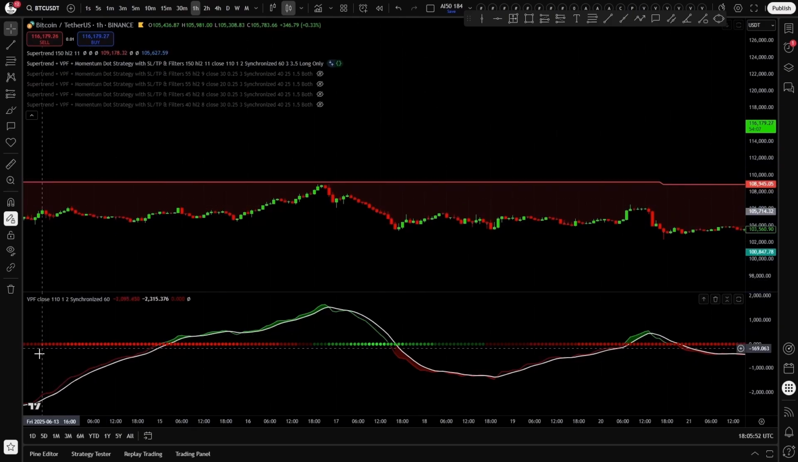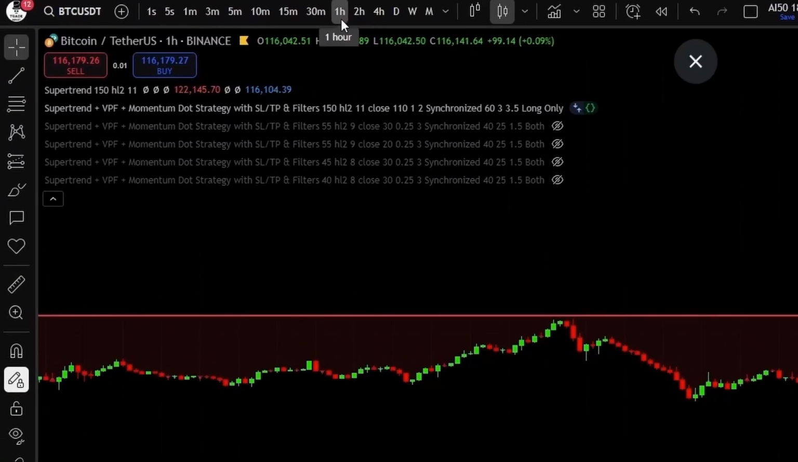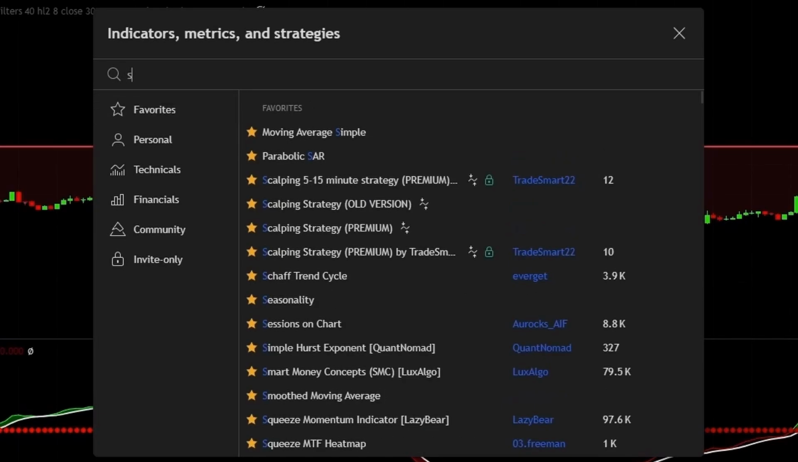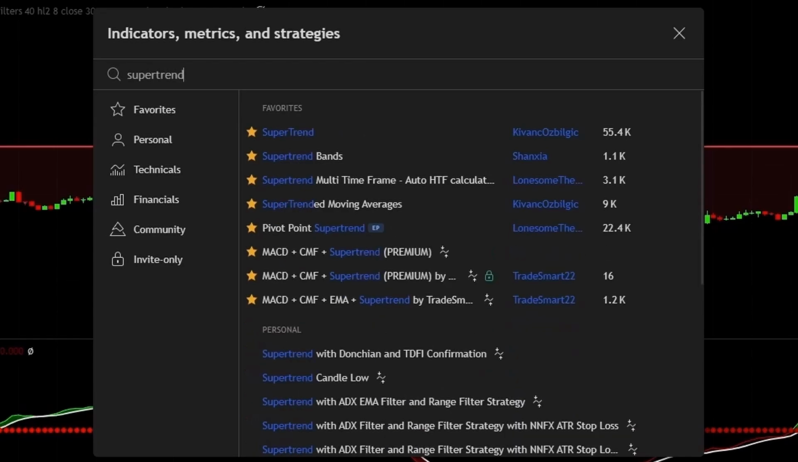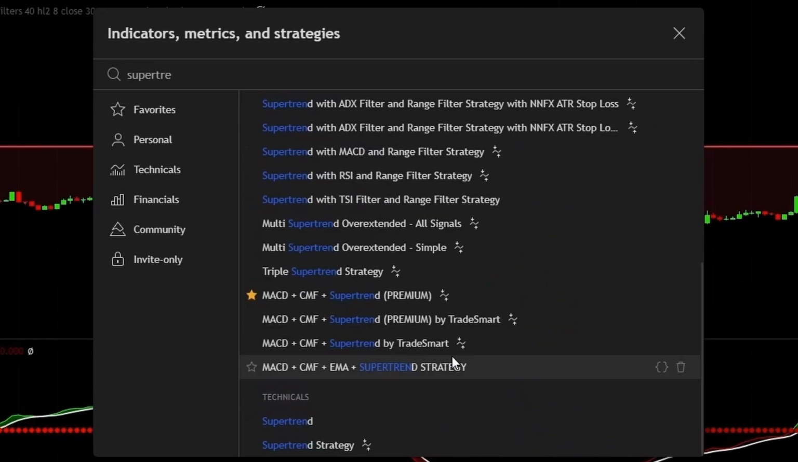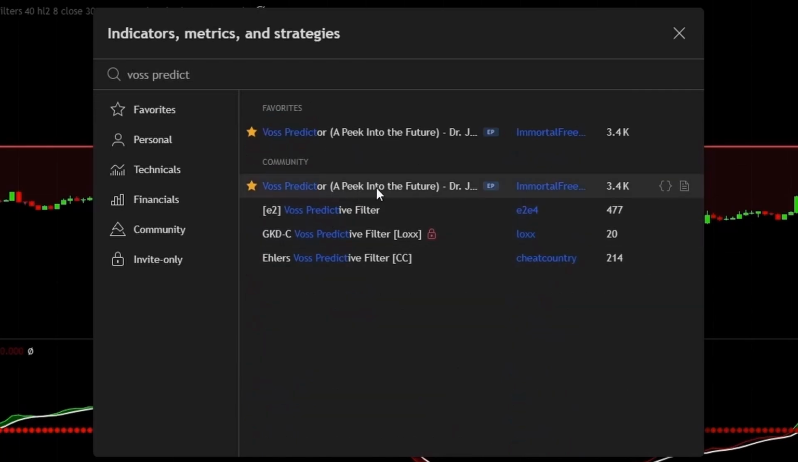My optimized version is made for the BTCUSDT Binance chart for the 1 hour time frame. Now open up the indicators tab and let's add our indicators. For this strategy we will only need 2 indicators. For the trend confirmation we are using the Supertrend, one of my favorite indicators. Add this one by KivancOzbilgic. And then type in Voss Predictor. Add this one by Immortal Free.